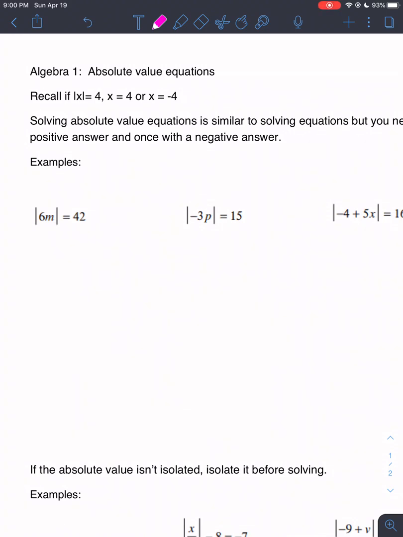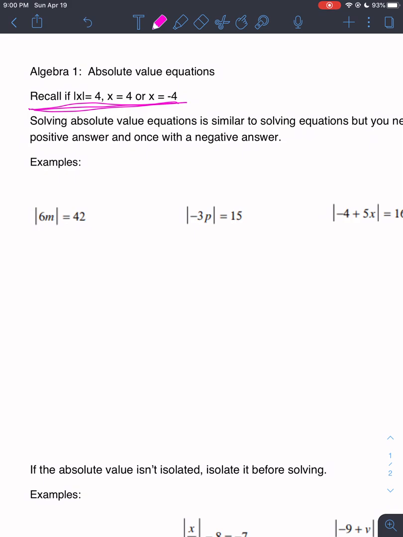Hello, Algebra 1. This is Lesson 1 of absolute value equations. Hopefully you recall that absolute value means the distance from 0. In other words, it's always going to be positive.